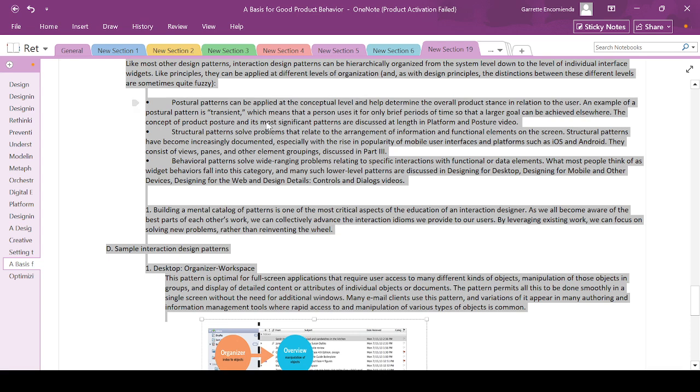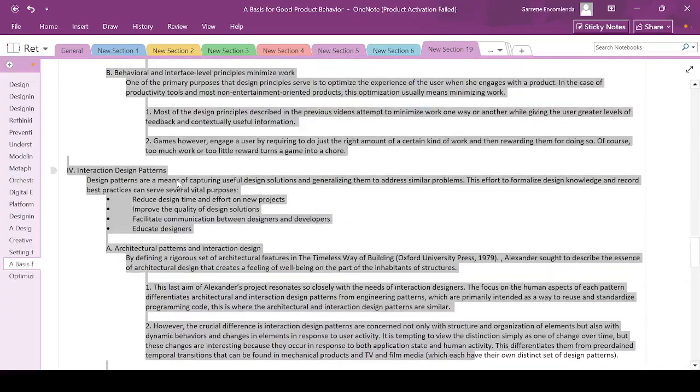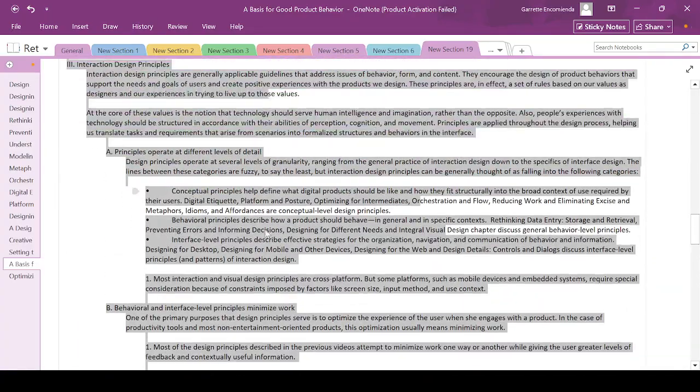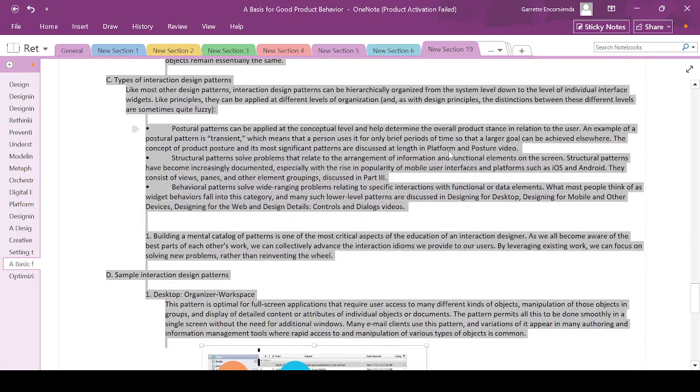So these postural patterns can be applied at the conceptual level that we have discussed earlier and help determine the overall product stance in relation to the user. So where is that conceptual level? Here. Sorry, conceptual principles. An example of a postural pattern is transient, which means that the person uses it only for brief periods of time so that a larger goal can be achieved elsewhere.